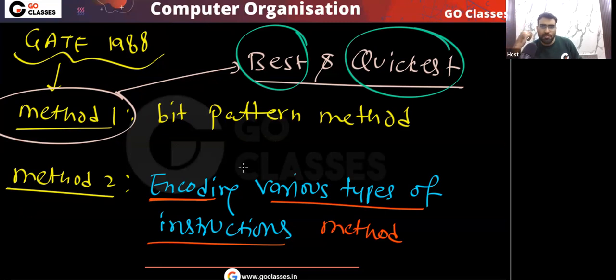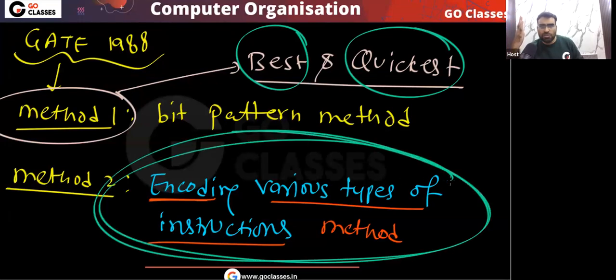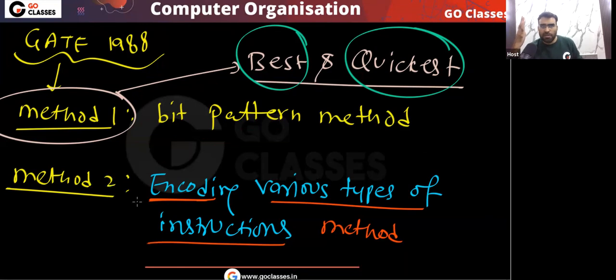I have seen that the majority of GATE aspirants who don't follow standard resources or who don't follow GoClasses, basically the majority of them, use this method. But did you notice, for the same question, we have solved using method number 1 also, and using method number 2 also. If you use method number 1 and someone else is using method number 2, how much difference will be there?